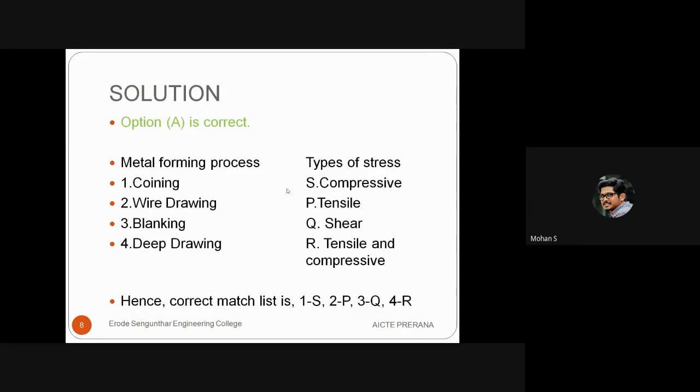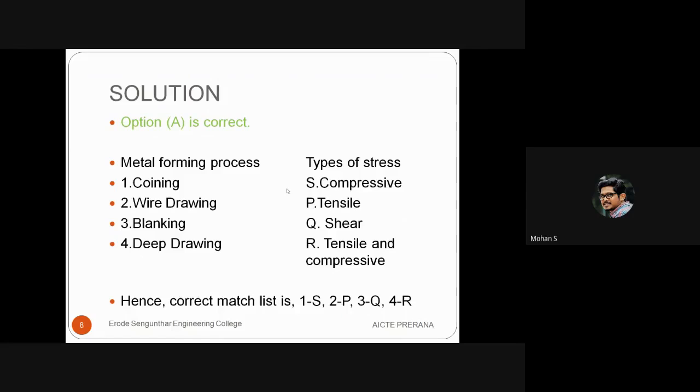So option A is the correct answer. Option A comes as: for the metal forming process, coining, we are using compressive stress. Then for the wire drawing process, the material is experiencing a tensile stress. Then third, blanking, it is experiencing shear stress. And finally, deep drawing, it is experiencing both tensile as well as compressive stress.